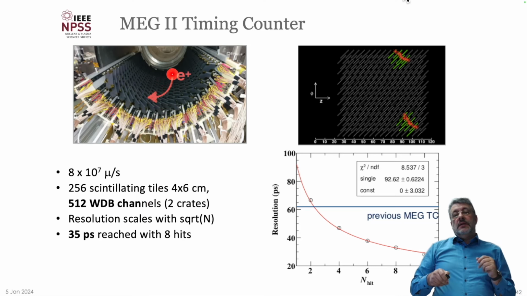These tiles detect the positrons from the mu2 gamma decay, and usually in a single event not only one of these tiles is hit but several, and you can see here some real event with the 2 tracks. So depending on the number of hit detectors, we get here the timing, and on average we have between 6 and 8 tiles being hit, and then we reach here a level around 35 picoseconds.